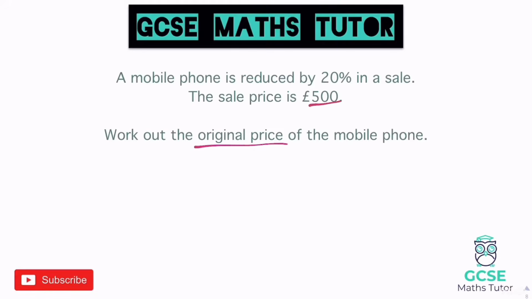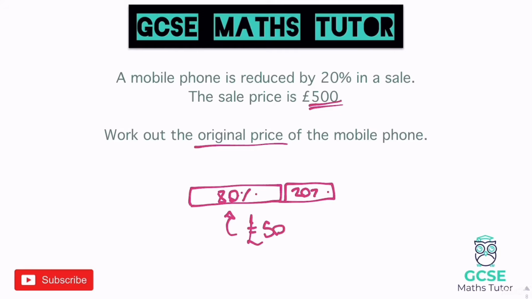I want to identify what percentage this 500 is. So if it's been reduced by 20% in a sale, well, that means that we have the 80% of the cost and this 20% reduction, if I think of this in terms of two little bars. So I've just got to think, which percentage actually is this 500? Is it the 80% or is it the 20%? Well, the sale price is the amount that we're paying, so not the little 20% sale. So that £500 equals 80%, and I always like to write this down.